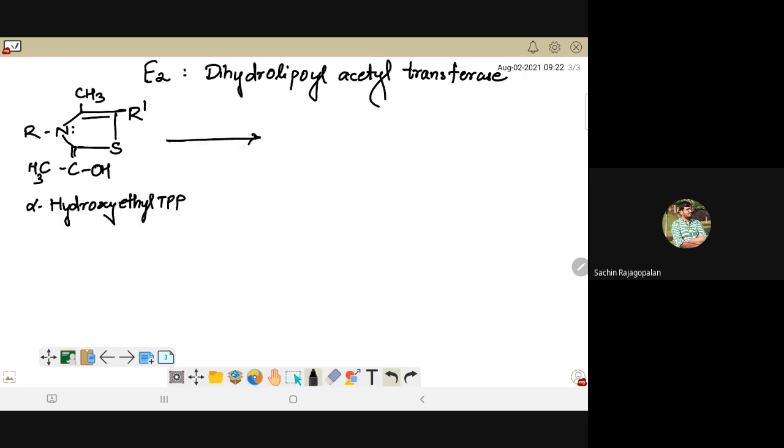Now this is going to be rearranged such that the double bond is shifted and you form a carbanion, just like you have seen in the earlier processes also, that we shift the double bond to its original conformation. Same thing we are going to do here. So here I will have a carbanion formed. This is the carbanion form of hydroxyethyl TPP.